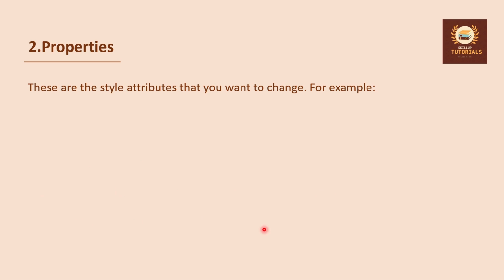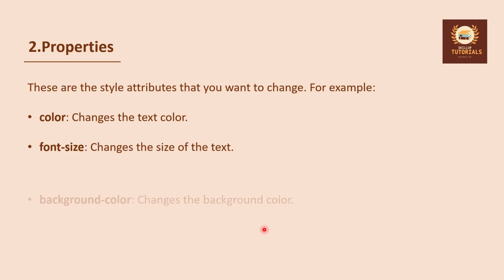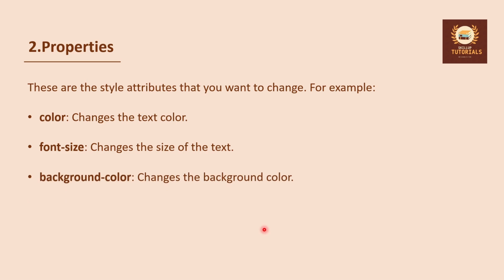Then what is meant by properties? These are the style attributes that you want to change. For example, color. You can color the text with different kinds of colors, and I will show an example. The next one is font size. You can also change the size of the font, like 10, 100, and some attributes are also there for this, which I will explain in the next slide. Then background color, you can change the background color also.